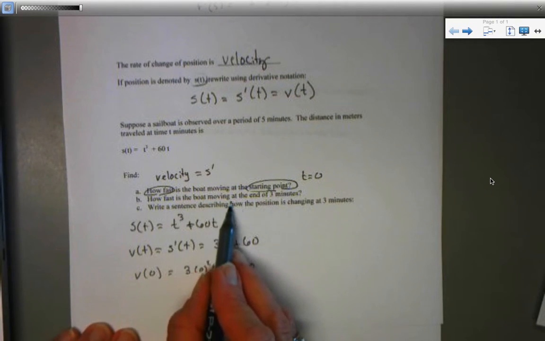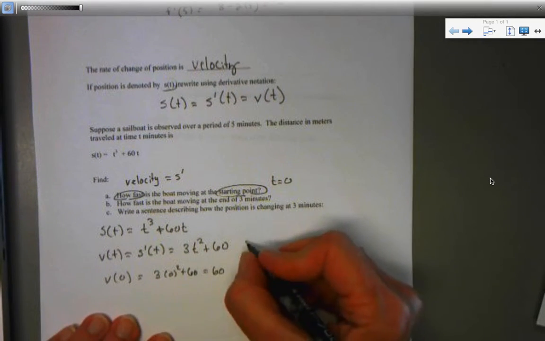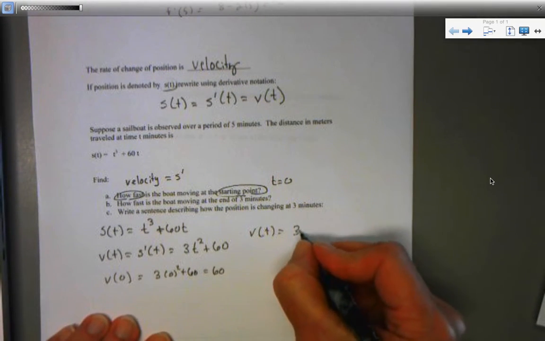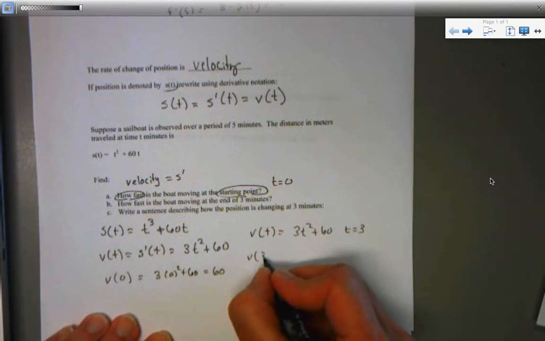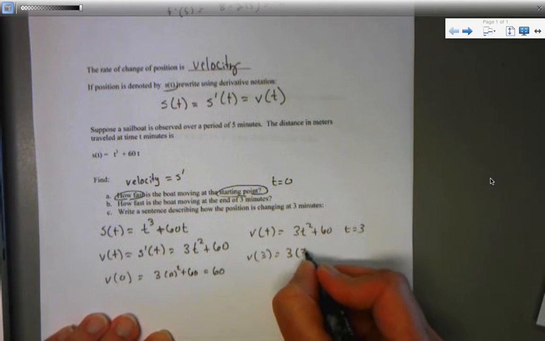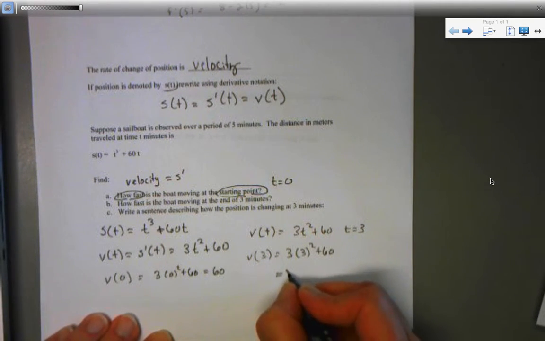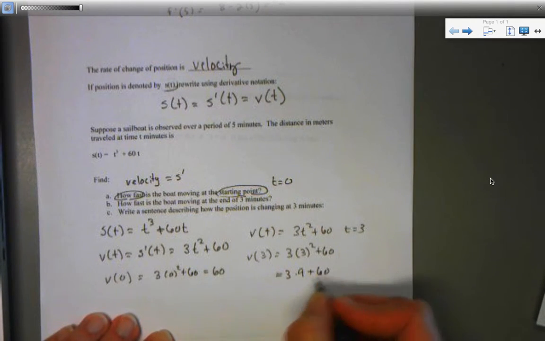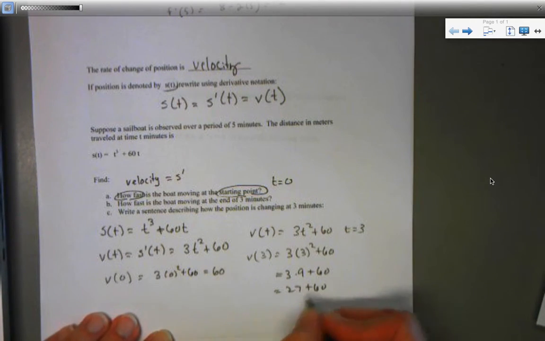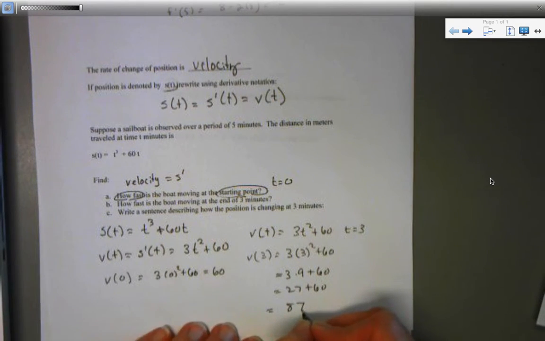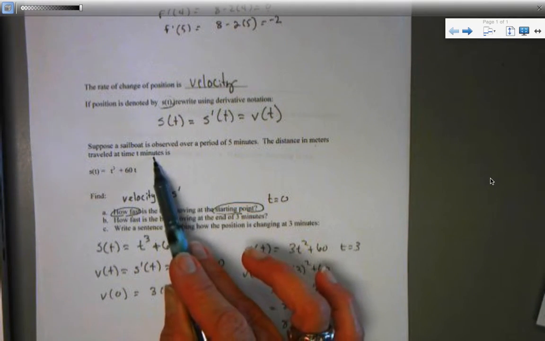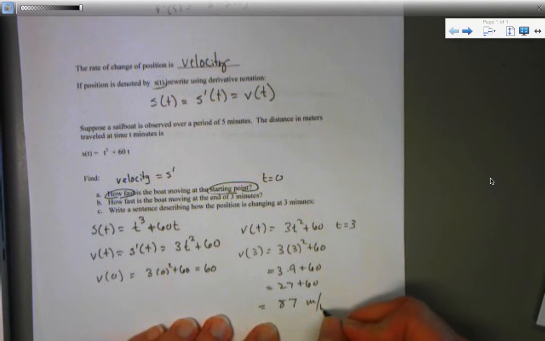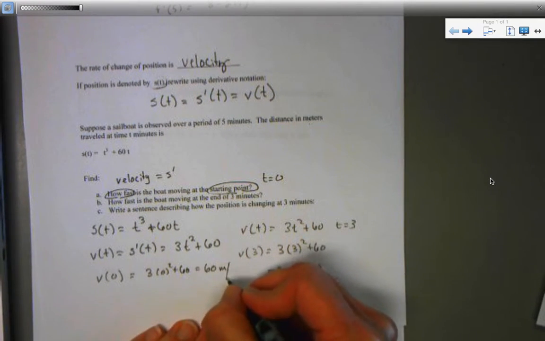How fast was the boat moving at 3 minutes? So that means I want to find the velocity when t equals 3. So velocity at 3. That's 3 times 9 plus 60, 27 plus 60, so that's 87. And I forgot to put my units of measure, so I'm going to put them in now. It's moving at meters per minute. And let me put it back here on this one, meters per minute.